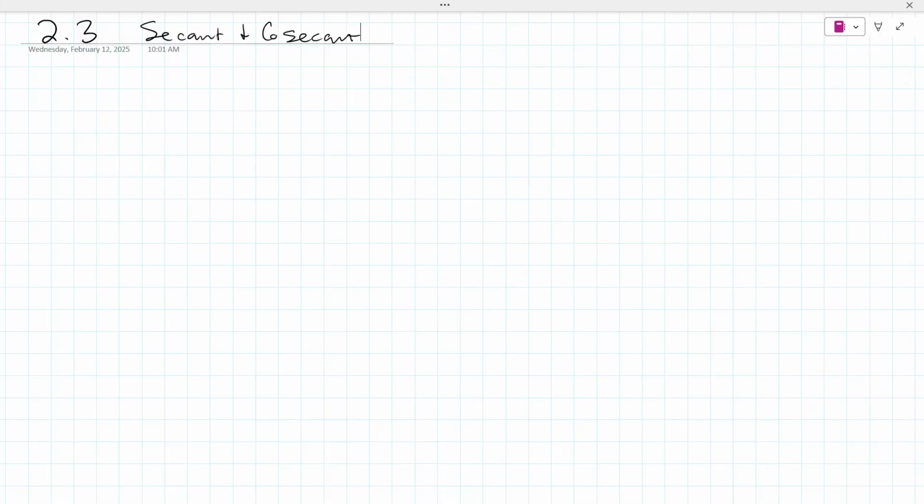All right, today we're going to look at secant and cosecant. We'll start out with cosecant. Cosecant is the reciprocal of what trig function? Sine. Cosecant of x is 1 over sine of x.